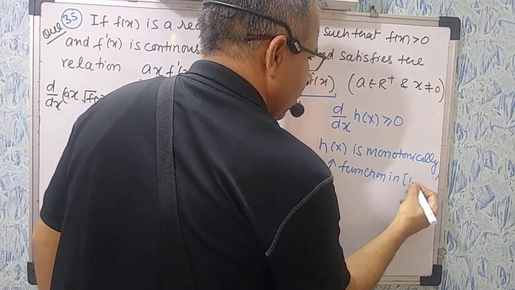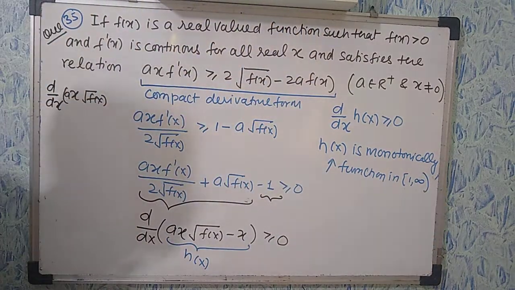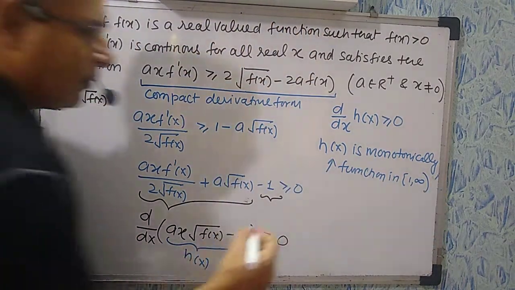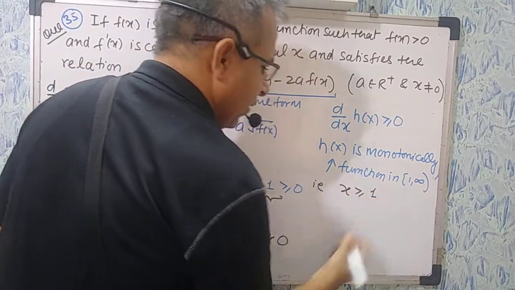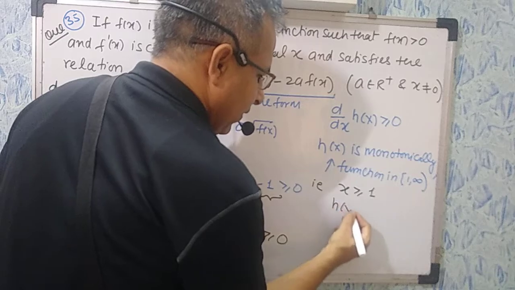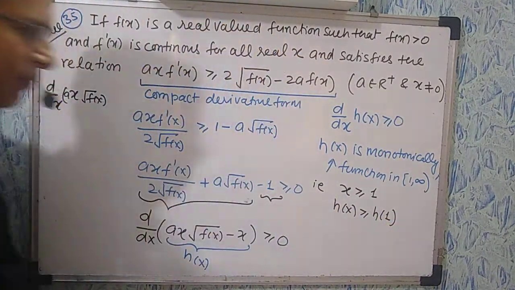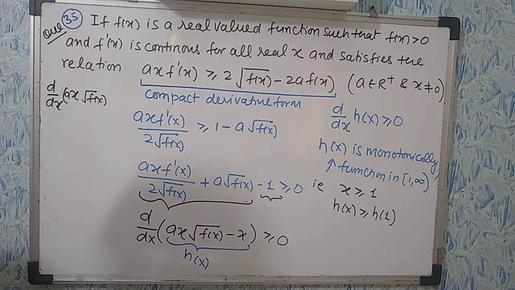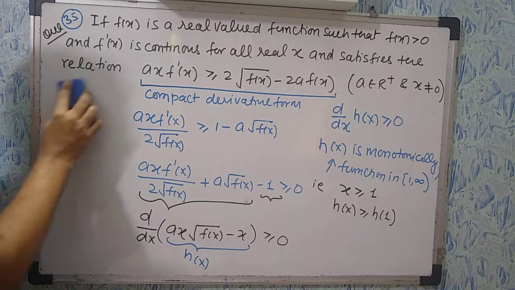in closed interval 1 to infinity. That is, if x is greater than or equal to 1, then h(x) is also greater than or equal to h(1). So now we have to write h(x) ≥ h(1).